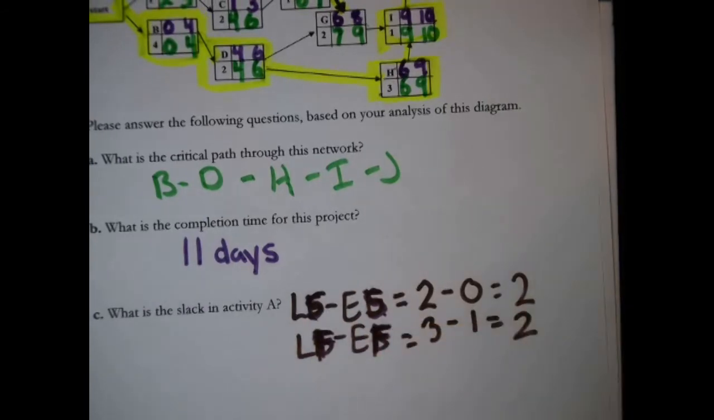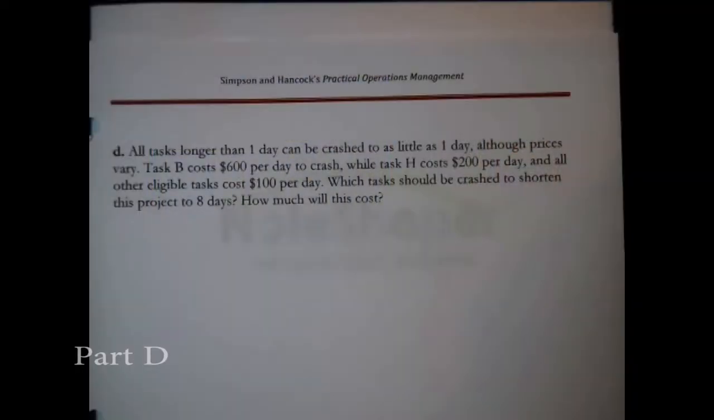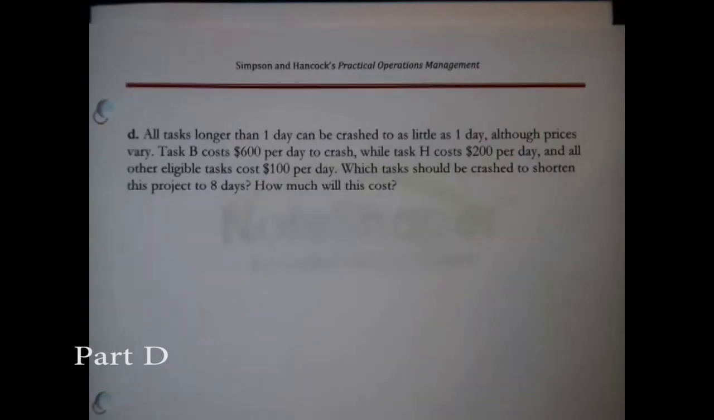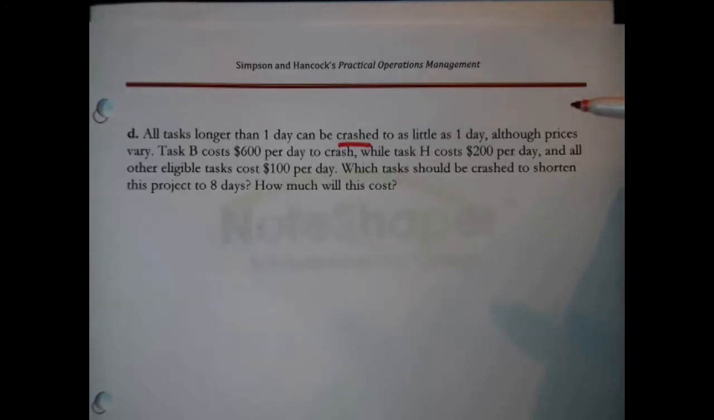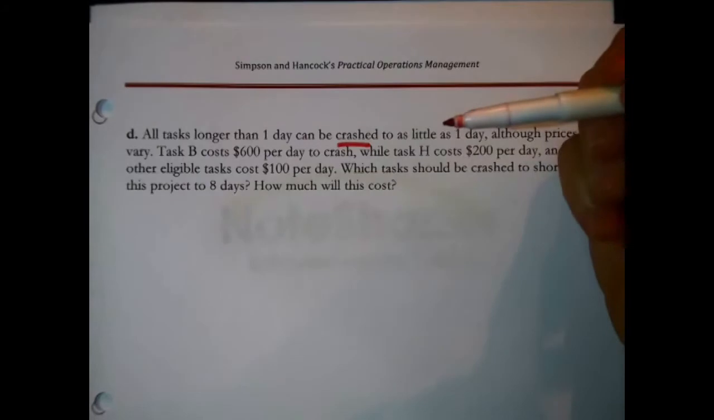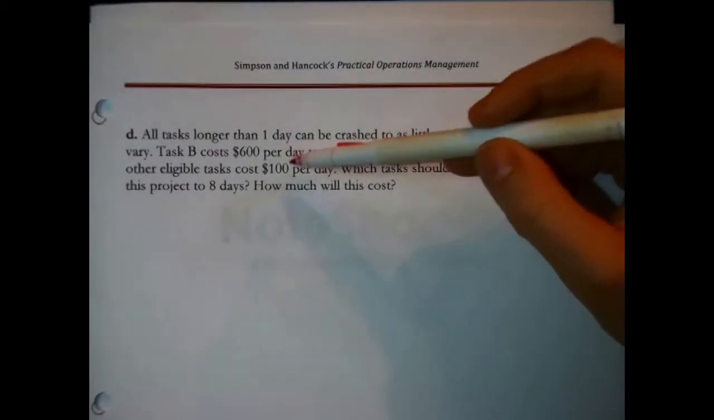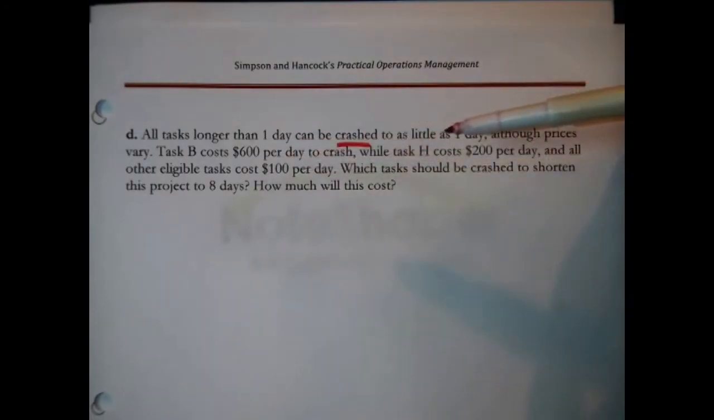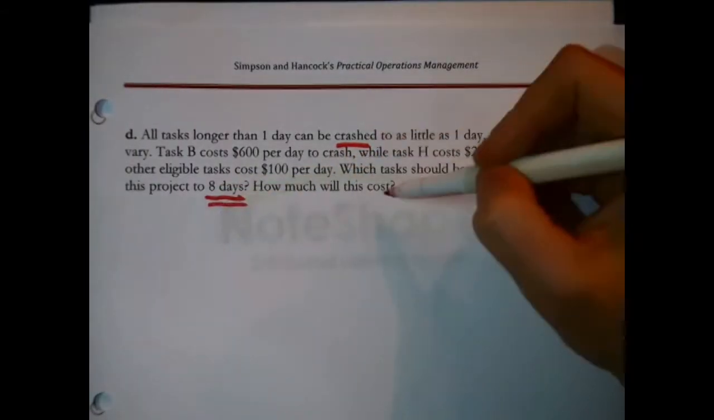What else do we need to know about this? We're moving through the questions. We come to, oh good, the last one. All tasks longer than 1 day can be crashed to as little as 1 day, although prices vary. Task B costs $600 per day to crash, while task H costs $200 per day, and all other eligible tasks cost $100 per day. Which tasks should be crashed to shorten the project to 8 days? How much will this cost?